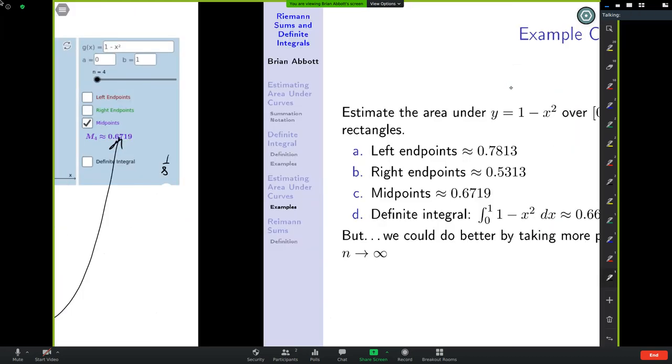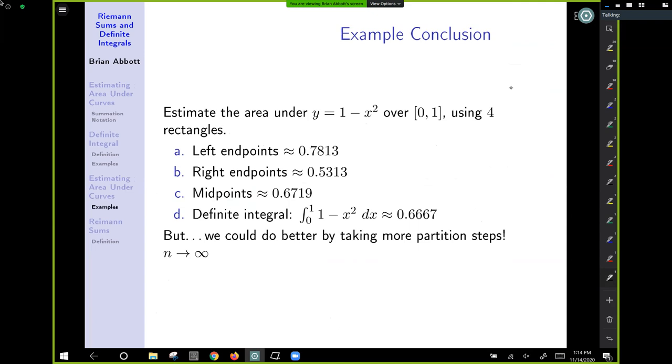So let me see what I got here. Let's take a look at the actual result. We summed it, what I just talked about. Left endpoints overcounted. Right endpoints undercounted. And midpoint was somewhere in the middle. If you actually do the definite integral, the true area calculation, you end up with 2/3, 0.6666 repeating forever. So how could we get a better estimate?